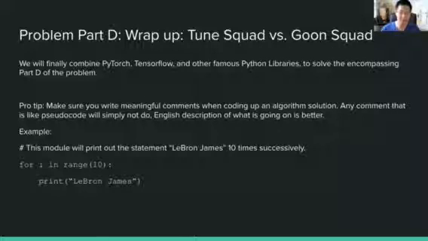Even something as simple as this one, for i in range 10, print LeBron James, which is like a BU 101, 111 course thing. It literally says this module will print out the statement LeBron James 10 times consecutively. If you don't do that, the person who's going to read your code will have no idea what the heck is going on, and you're going to have a really hard time understanding.